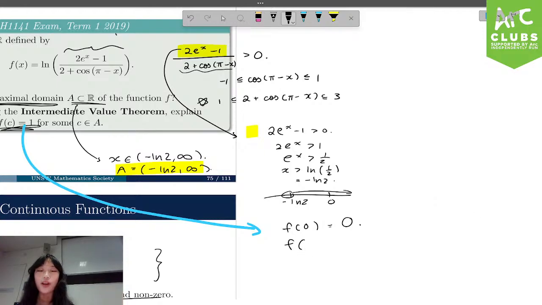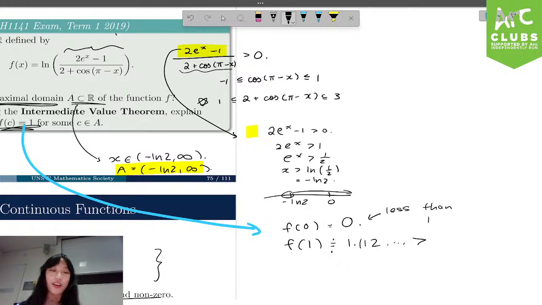And then what we would do afterwards is go up and see whether there's anything above 0 or below 0 where the f value is more than 1, because we've currently got something which is less than 1. Let's try f of 1. If you plug this value into your calculator, you'll get that it's roughly equal to 1.112 something or other. And that's greater than 1.